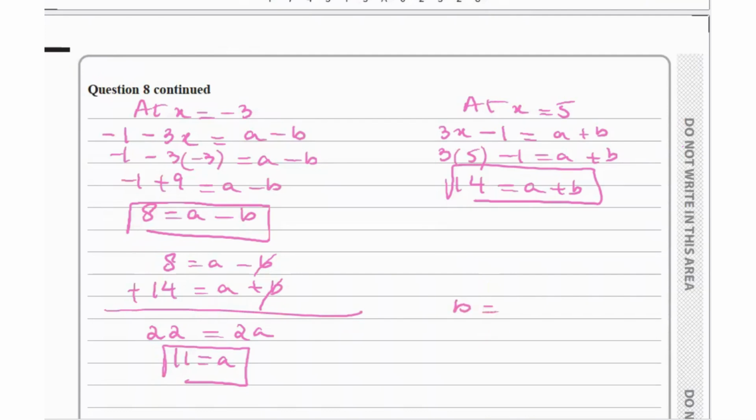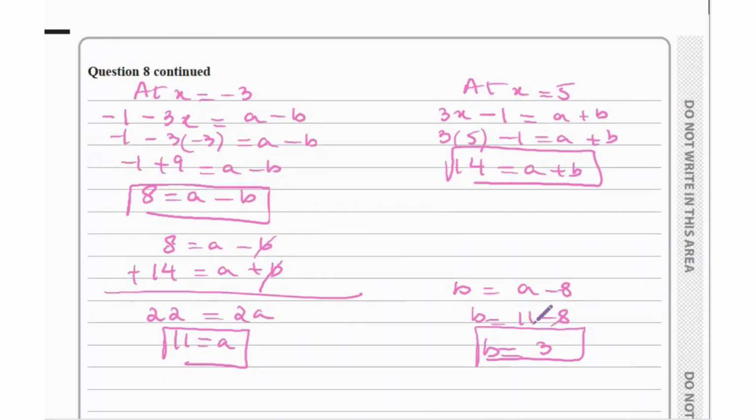So b is going to be a minus 8. I'm going to pick this equation. So 11 minus 8, and that is 3. So a is 11 and b is 3. These are the values of a and b.